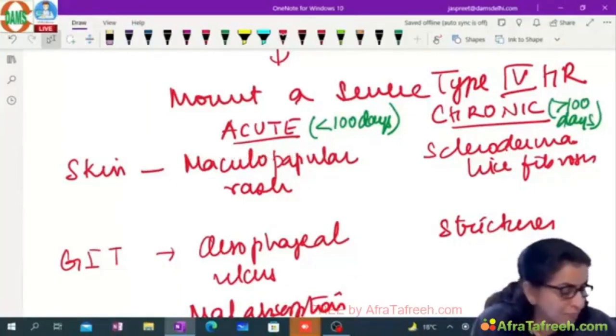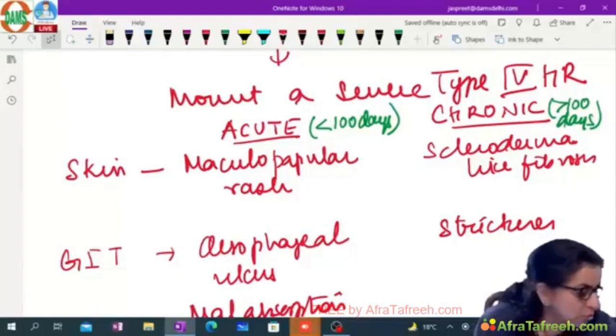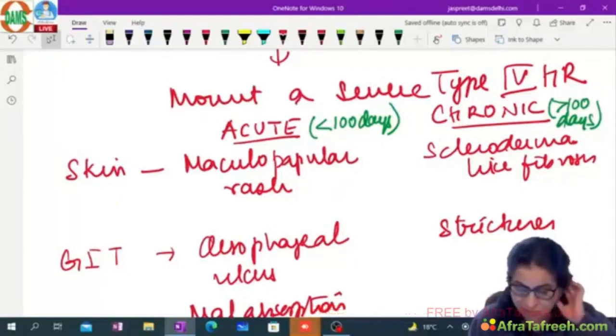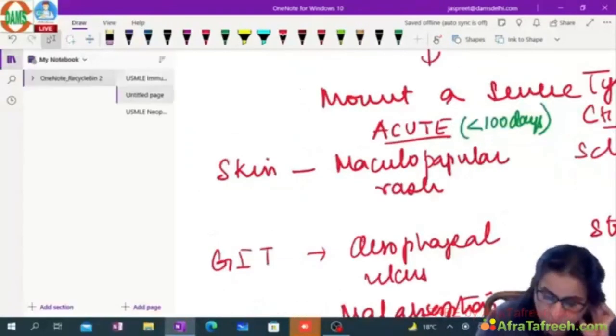Okay. So now this finishes the chapter of immunopathology. Whatever I had to cover in immunopathology, this finishes it. I'll be starting neoplasia. So before that, let's look at a few questions.